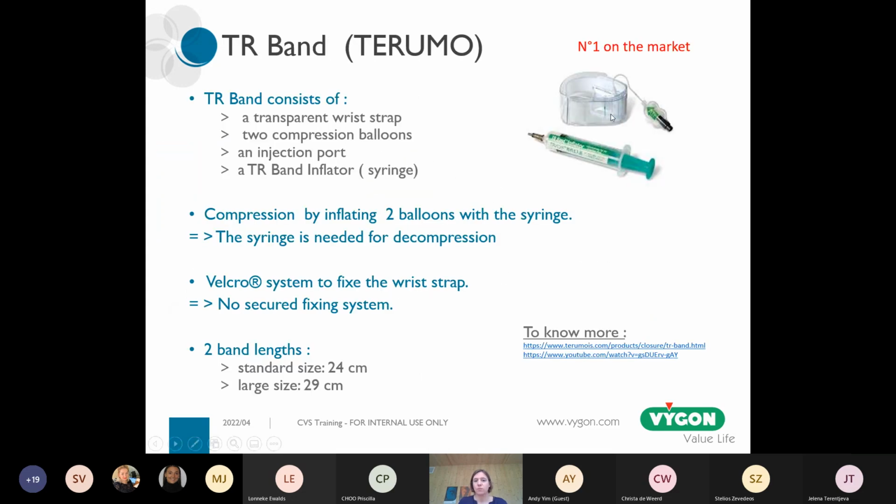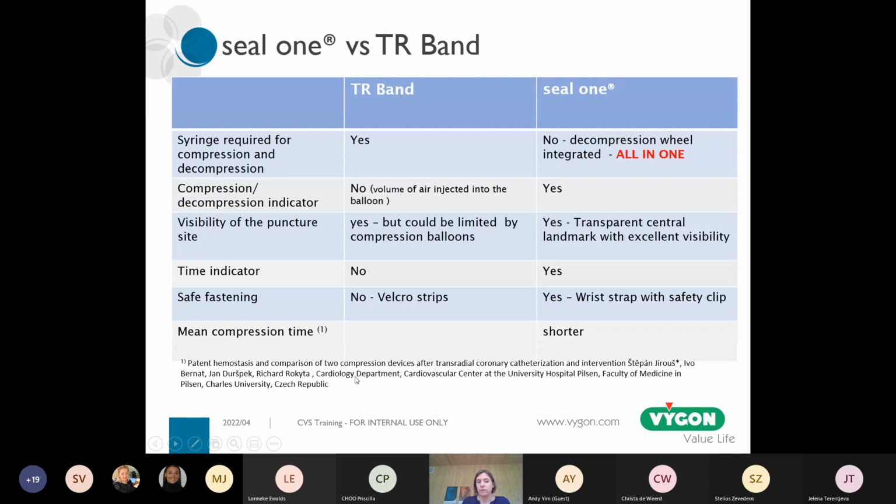TR-band consists of a transparent wristband with a strap, two compression balloons, an ejection port, and a syringe. The compression is performed by inflating the balloon, and the decompression by deflating the balloon. So the syringe is needed for decompression, and the wristband is not secure. It is a Velcro system, so this is again a disadvantage compared to the SIL1. There are two references.